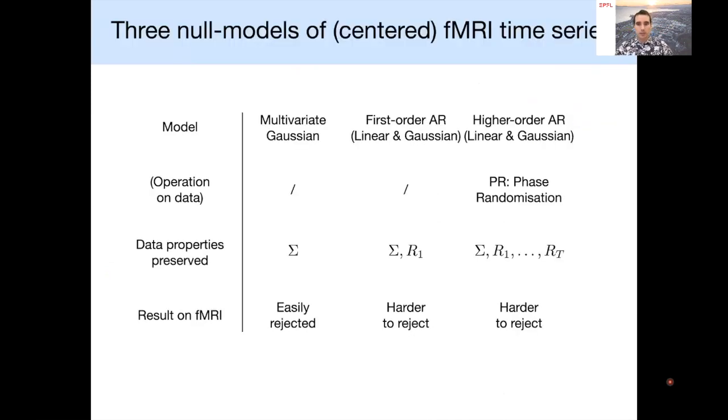As a summary, here are the original properties of the data that are being preserved by the three different nulls that we've seen: multivariate Gaussian, AR1, and phase randomization. You see that it's a nice nested hierarchical structure here for the properties that are being preserved. This one is obviously rejected because we know that fMRI time series are autocorrelated, and these two are a bit harder to reject.